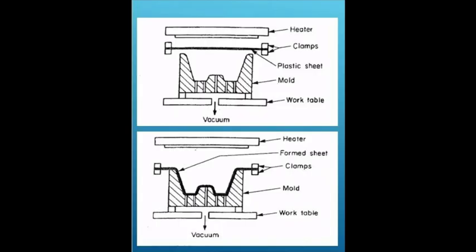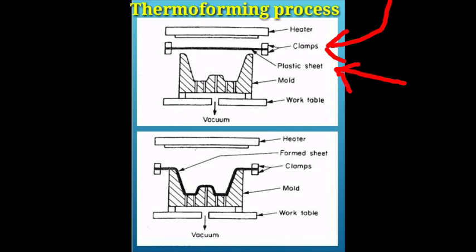Thermoforming process. You can see in the image a thermoplastic sheet. It is clamped, and the thickness of the sheet available ranges from 0.025 mm to 6.5 mm. These are the sheets available in the market. It is clamped over the open mold. You can see the mold and the vents also. There are 3 vents.